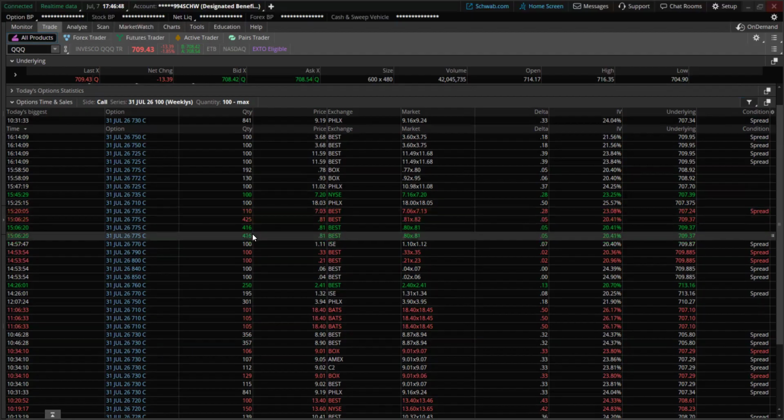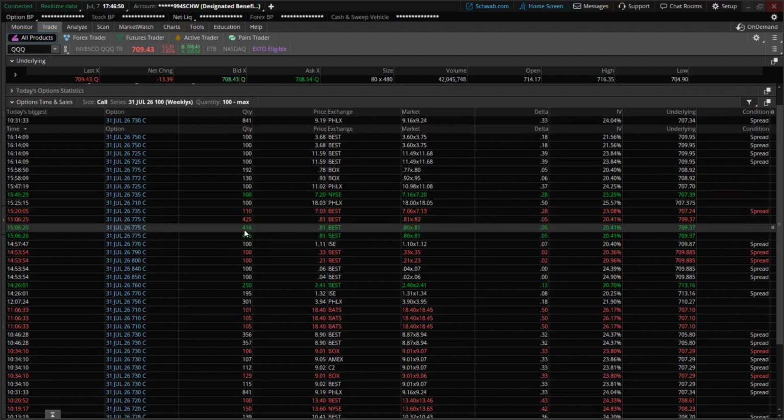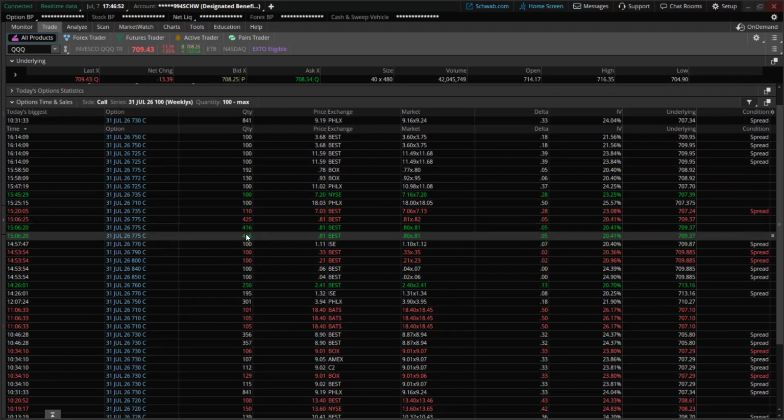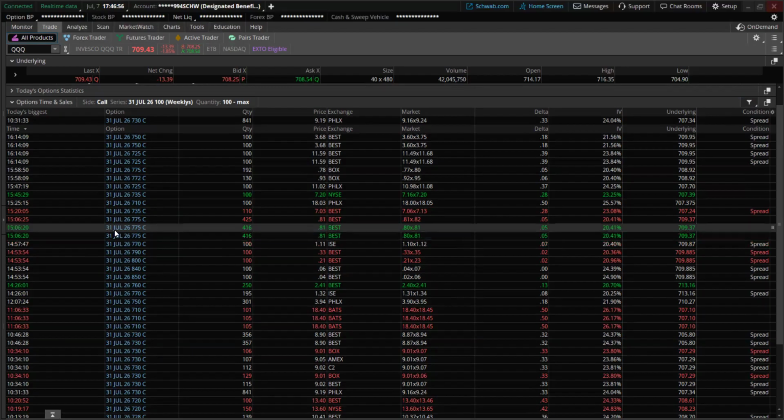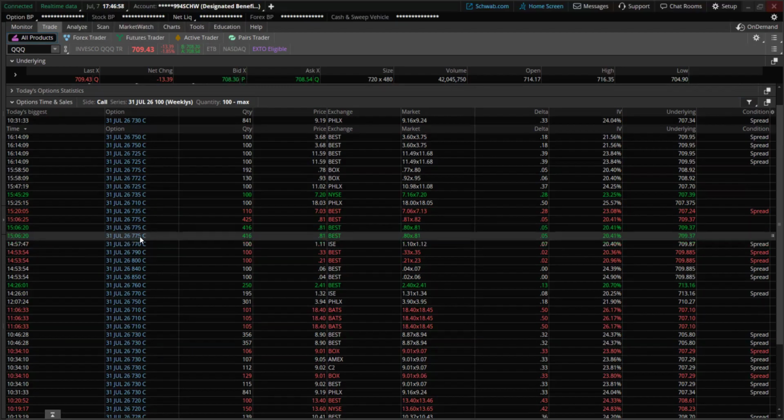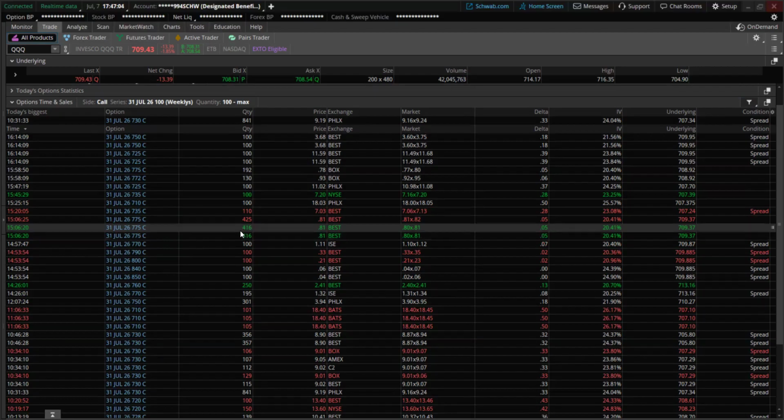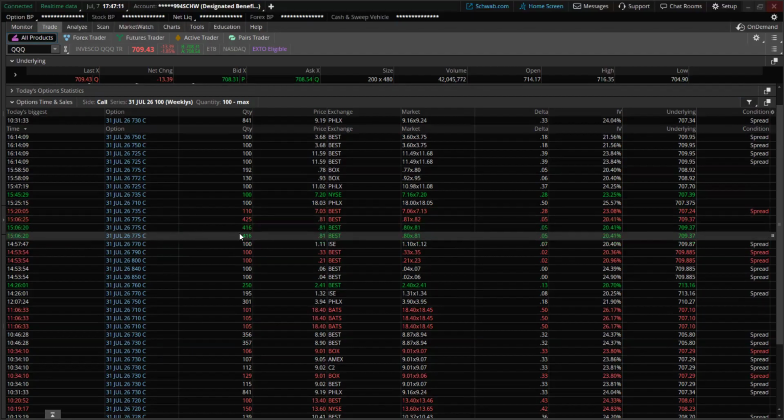What's some other big ones? Look at these 416. Wow, 2 of these. Back to back. 775. But this is green. Interesting. They were at the ask, so they were buying. Yep. There's a bull and a bear. So obviously there's two trades here.